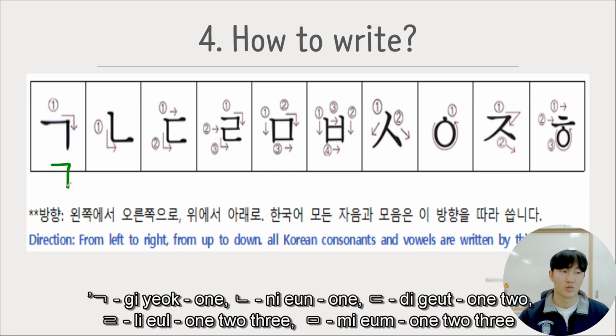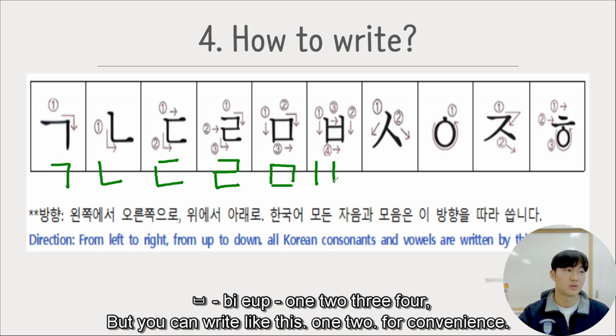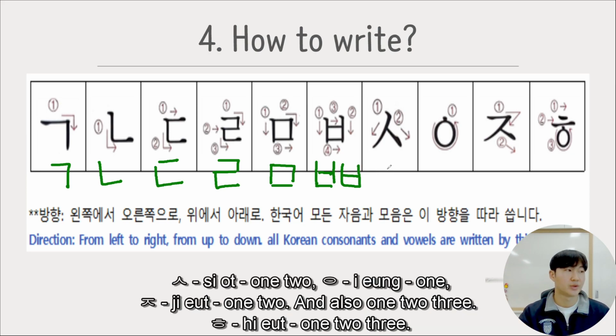기역 1, 니은 1, 디귿 1, 2. 리을 1, 2, 3. 미음 1, 2, 3. 비읍 1, 2, 3, 4. But you can write like this, 1, 2, for convenience. And 시옷 1, 2. 이응 1.